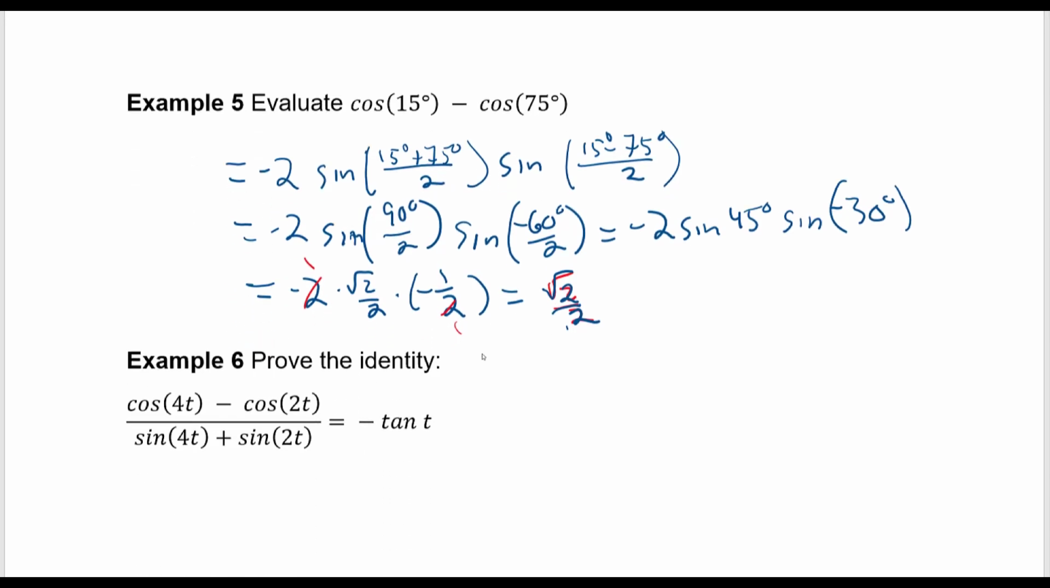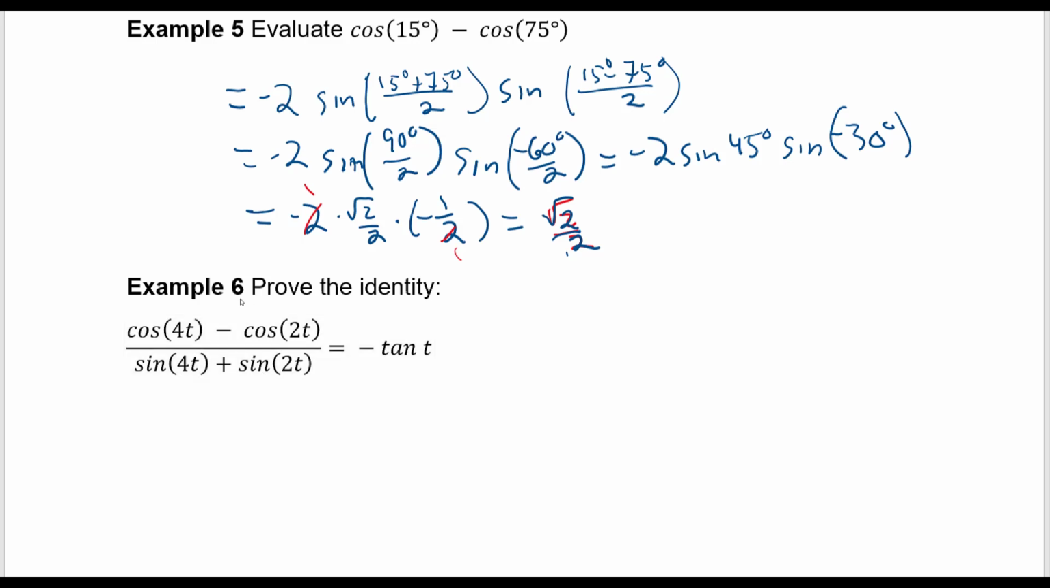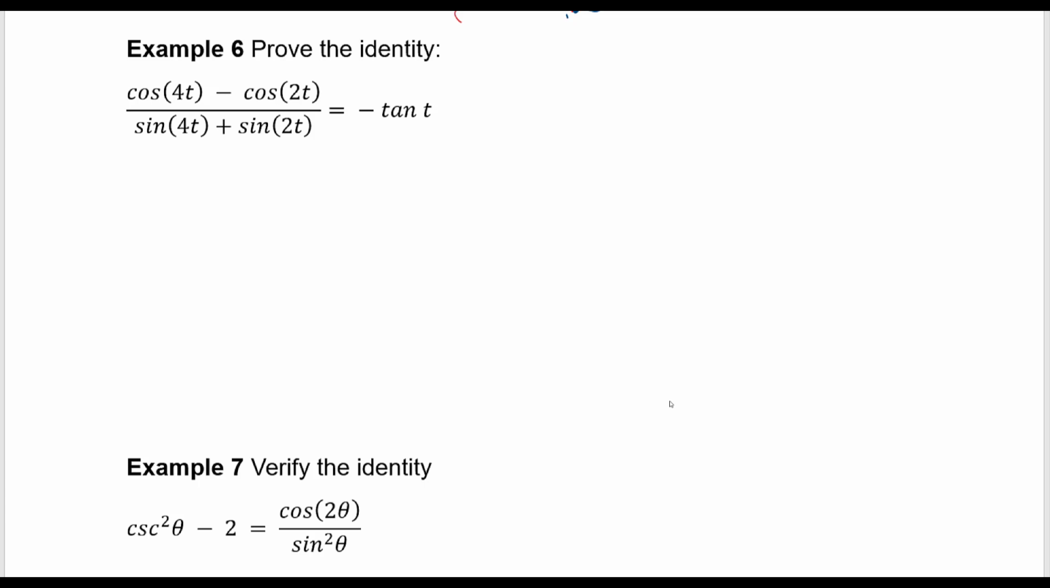Okay, the next one we're going to prove an identity. The more complicated side is on the right, so we're going to make it look like the left. It's cosine of a difference over sine of a sum. I'll let you refer to the formulas in your notes, but I'm just going to keep this on the screen. So let me write this: cosine of 4t minus cosine of 2t over sine of 4t plus sine of 2t.